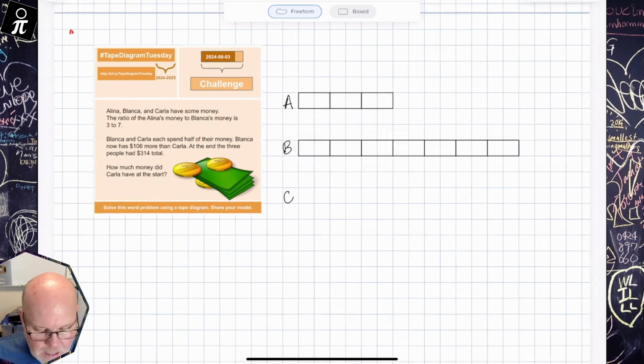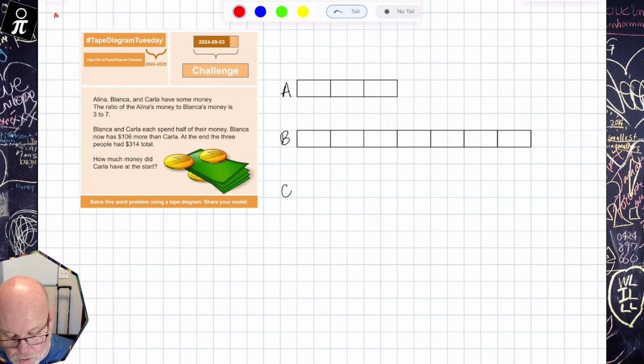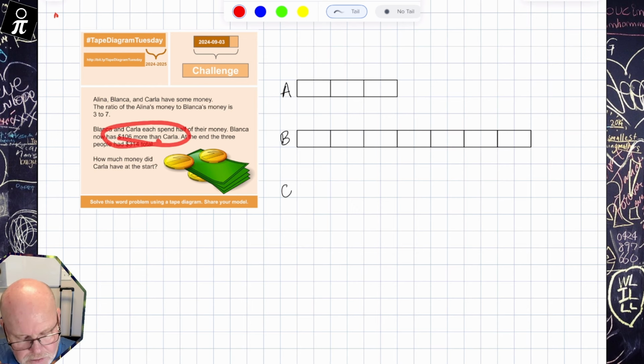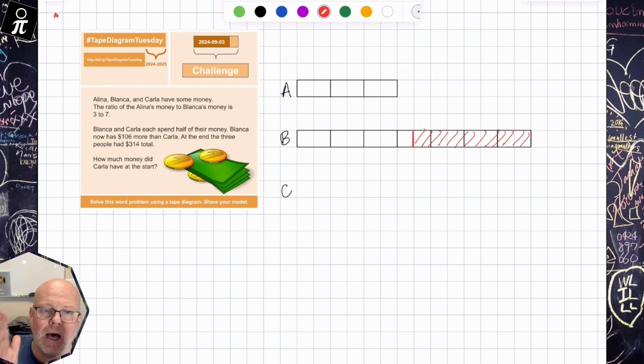Now, it says Blanca and Carla each spend half their money. Right now, we don't know how much Carla has, do we? But Blanca and Carla each spend half their money, and at the end of that, Blanca has $106 more than Carla. All right, so that kind of gives us a hint. So when we take half of Blanca's money, that will be $106 more than what Carla has.